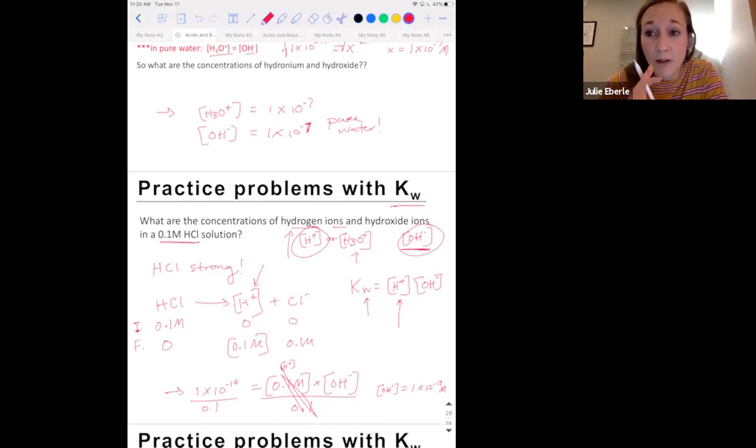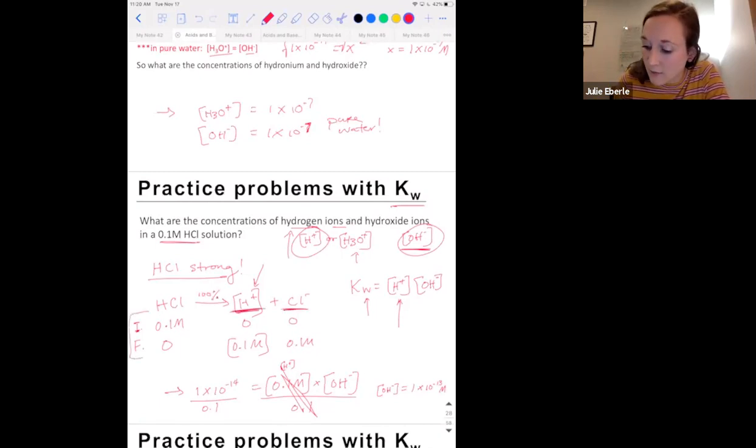It's going to help to identify that. You always go up to that table of strong or weak acids and you say, is it strong or weak? If it's strong, then that's going to make this a whole lot easier. Strong means it 100% disassociates into H plus and Cl minus.